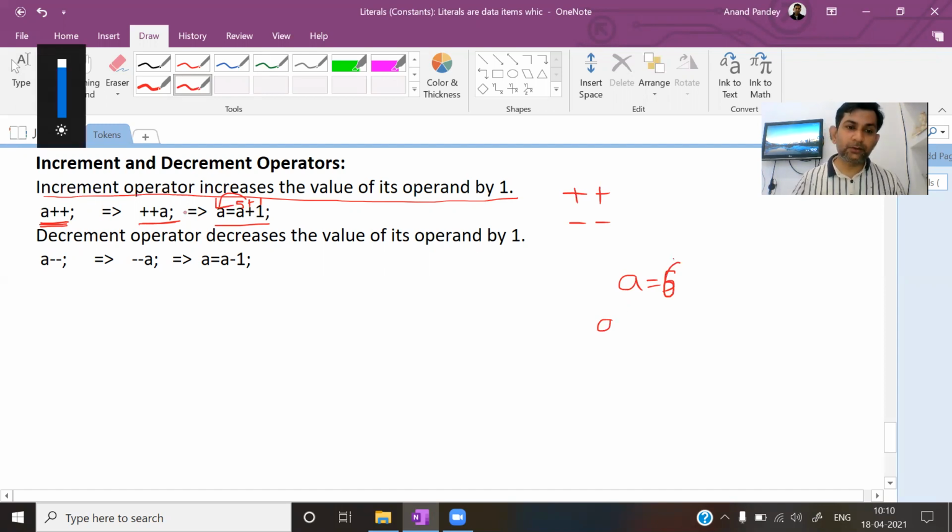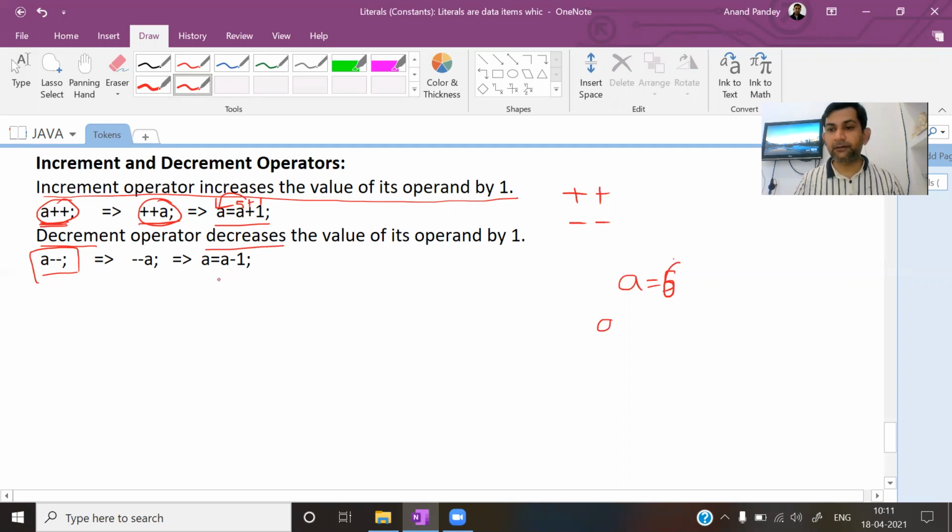So this operator does the same thing. It increases the value of its operand by 1. Okay, like that decrement operator also does the same thing, but it decreases the value. So decrement operator decreases the value of its operand by 1. Okay, same thing whether you are writing a minus minus or you are writing minus minus a. In both the cases the value of a will be decreased by 1.